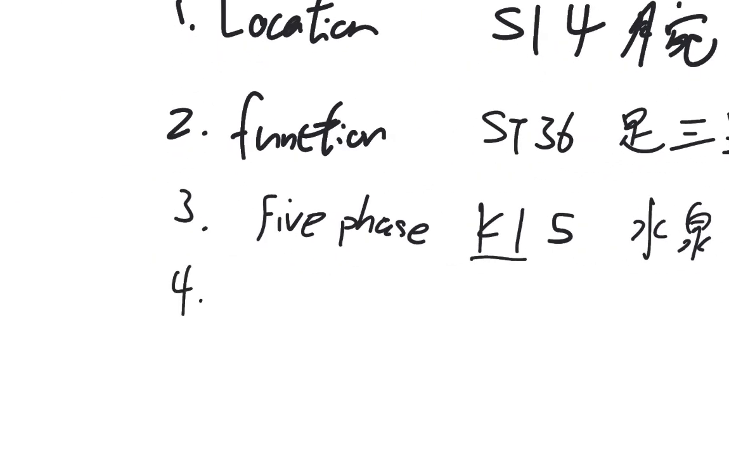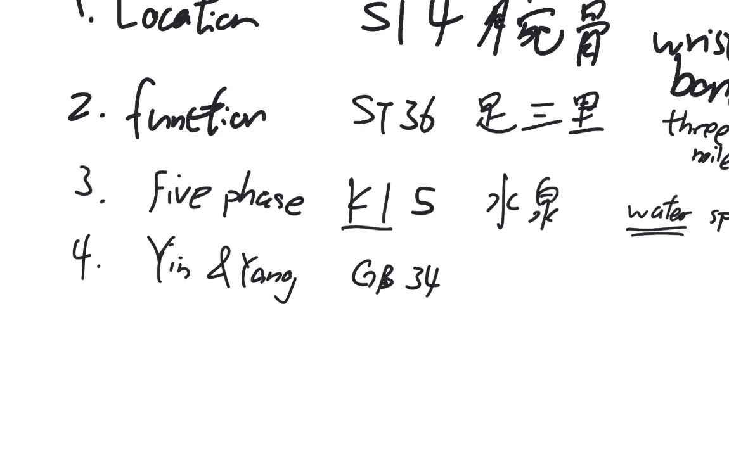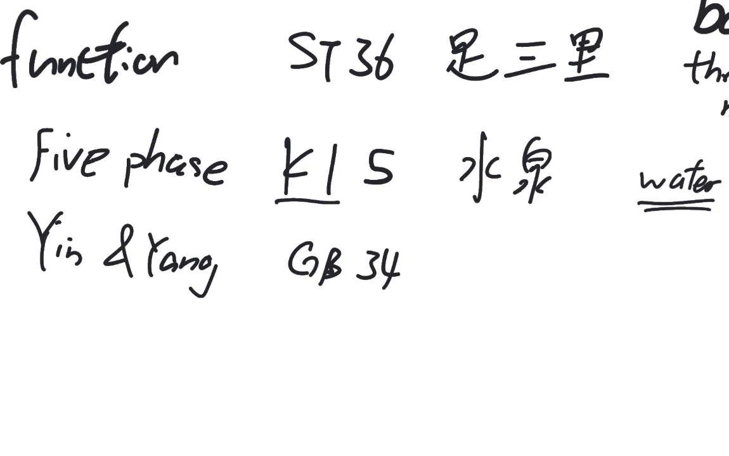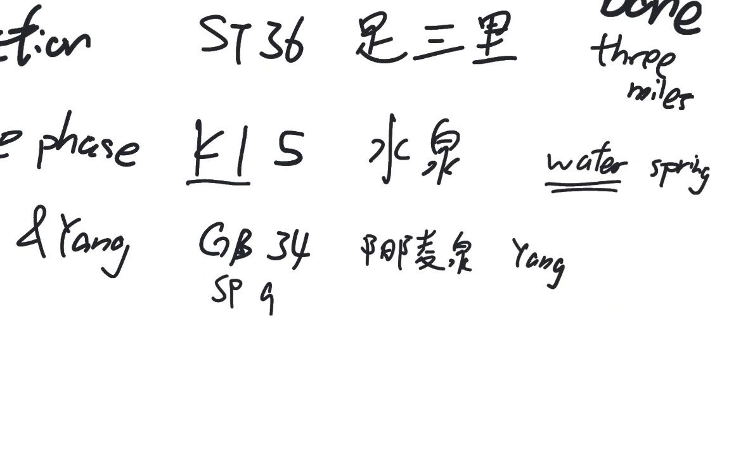The fourth one tells us the yin and yang. For example, gallbladder 34 and spleen 9. This is called the yang spring molding point.